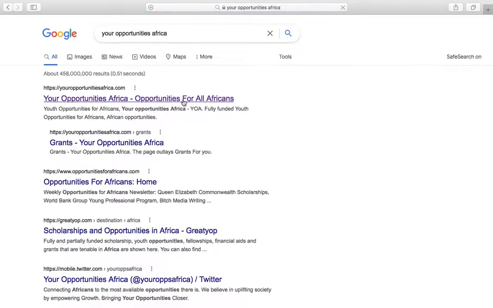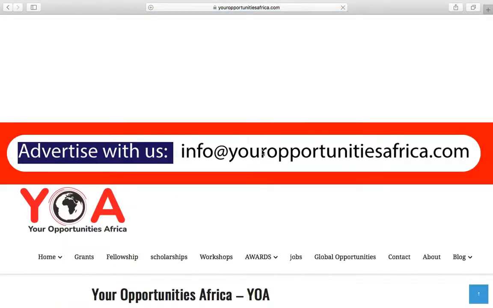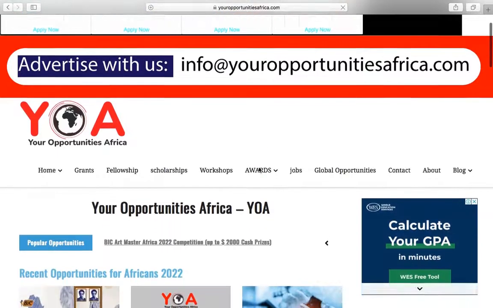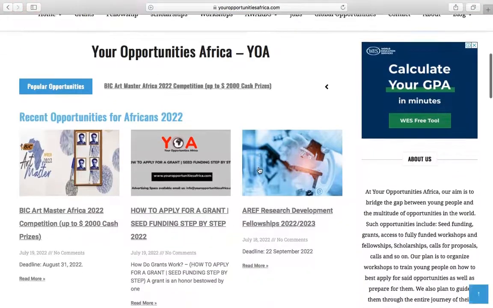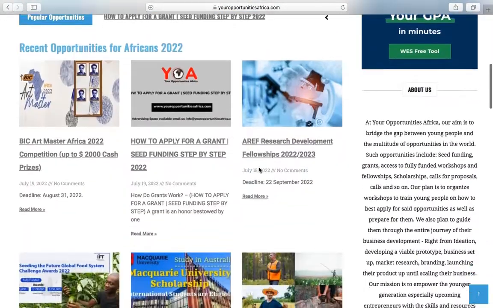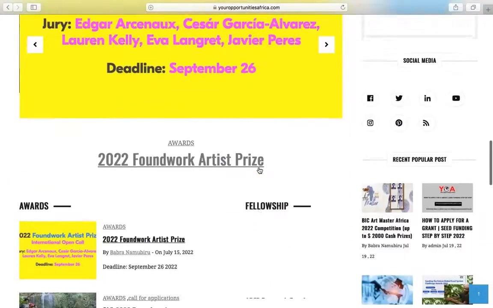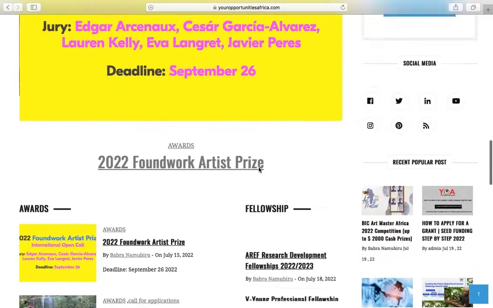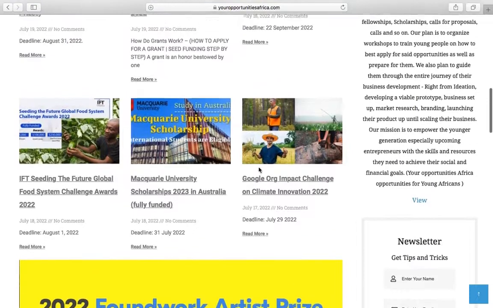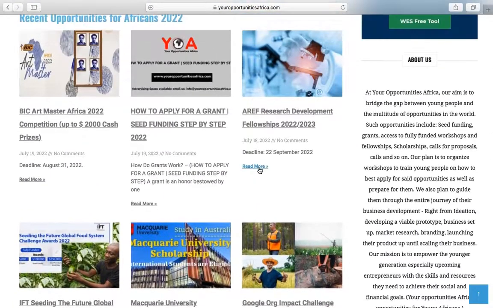Are you an African? Are you an entrepreneur, a business owner? Are you a student and you want to apply for an opportunity, that is to say scholarships, fellowships, grants, call for proposals, call for research papers? Are you looking for seed funding? Are you looking for seed capital?